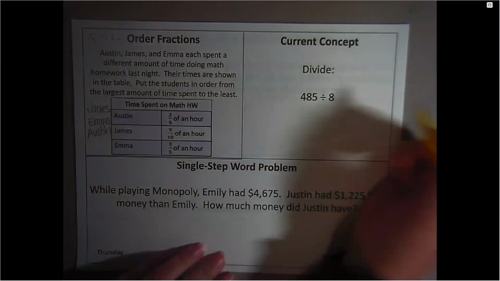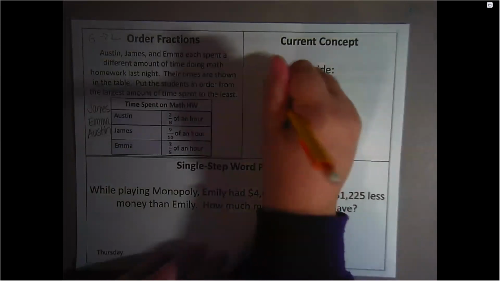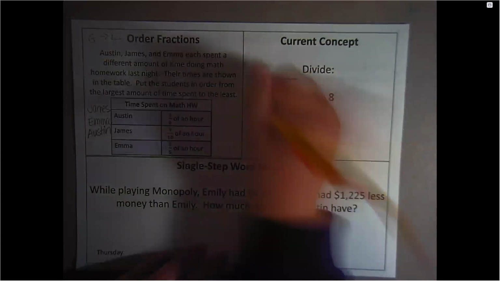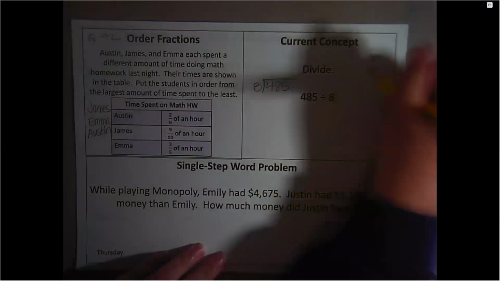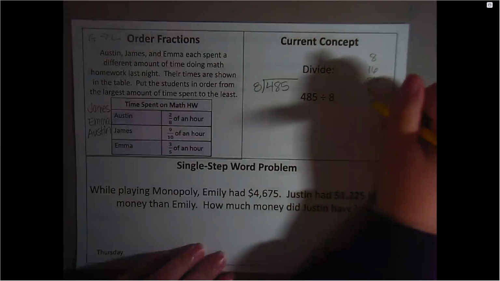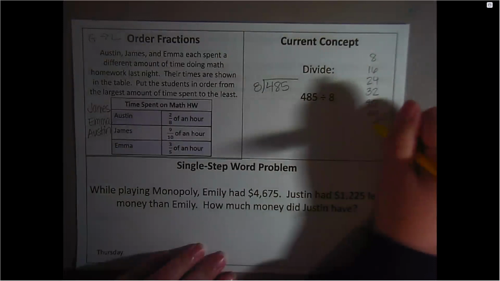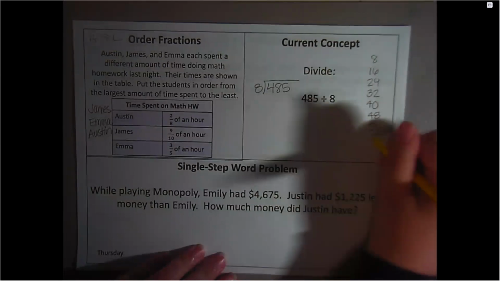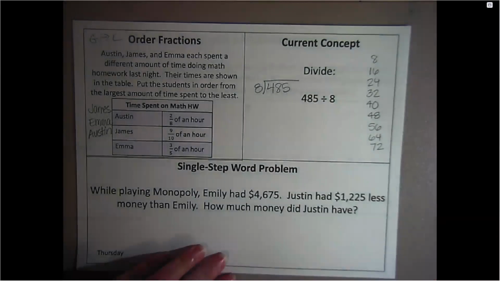Number 2, divide. I'm going to go ahead and divide this out using long division. I've got 485 divided by 8. I know my 8s: 8, 16, 24, 32, 40, 48, 56, 64, 72. Okay. All right.